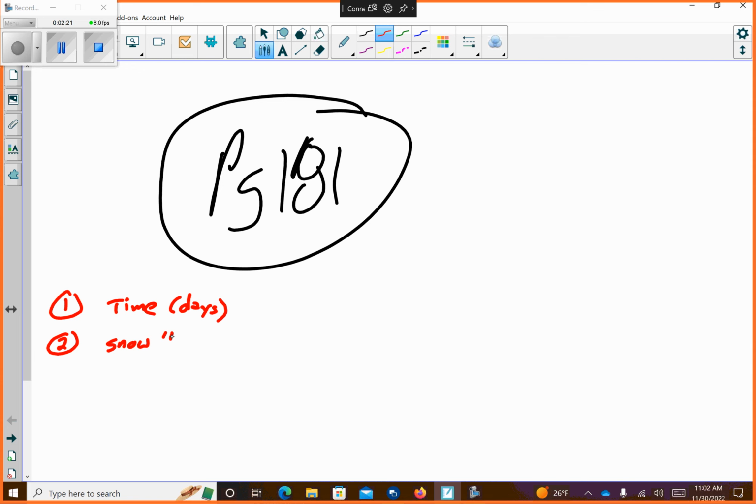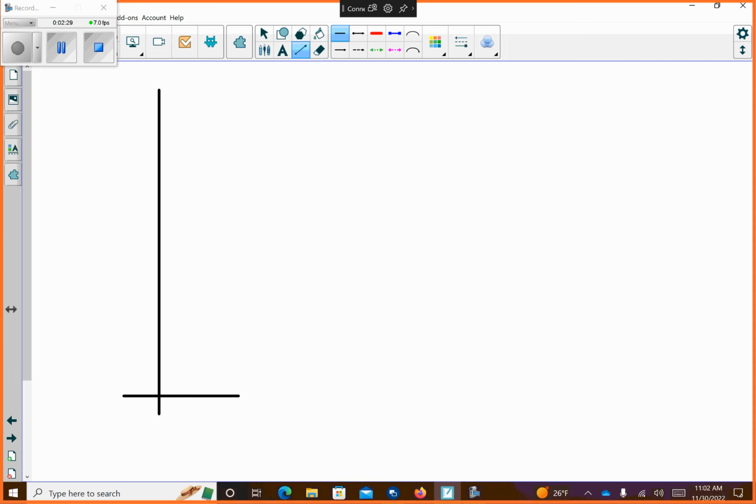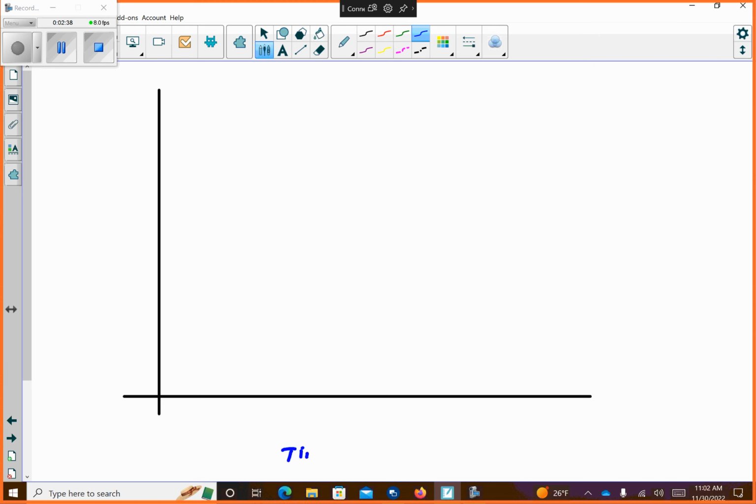All right. So it says we want to plot the points. So I've got to hand generate an XY axis. And I'm going to label my things. We labeled the X time in days. And we labeled this as snow in inches. Agree?